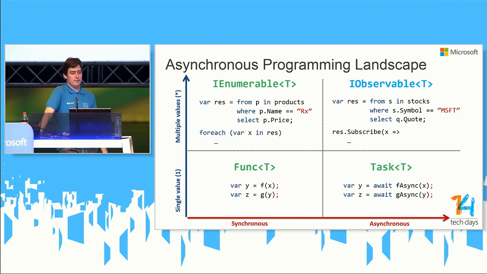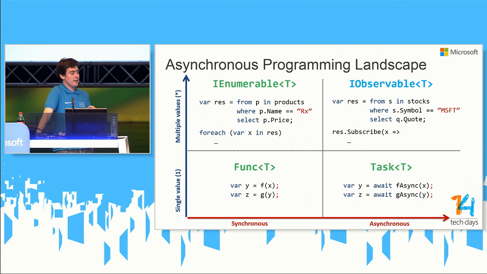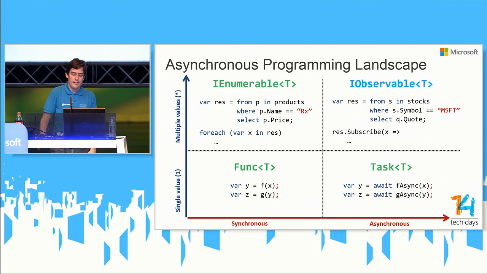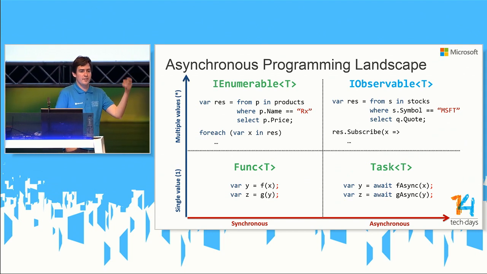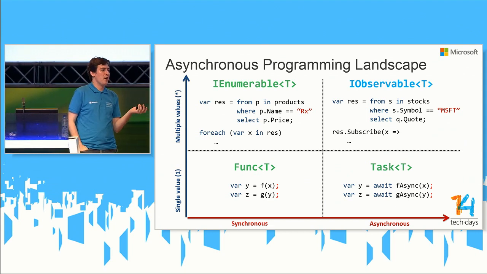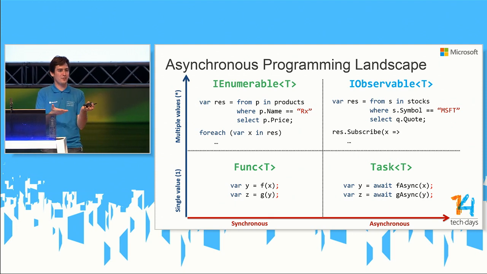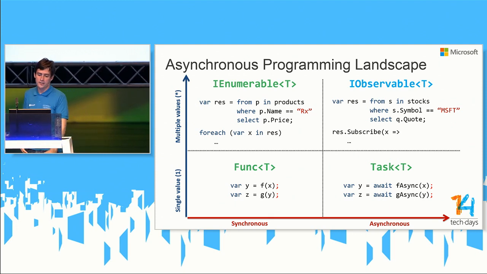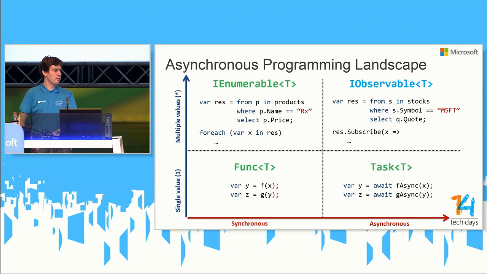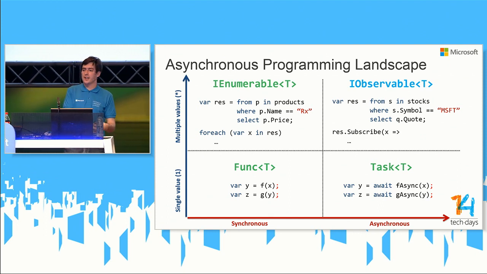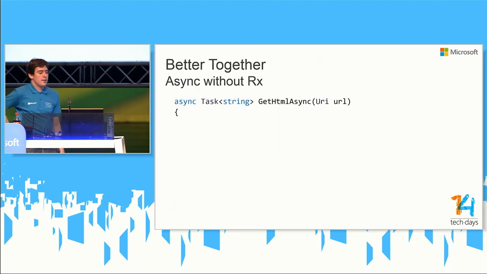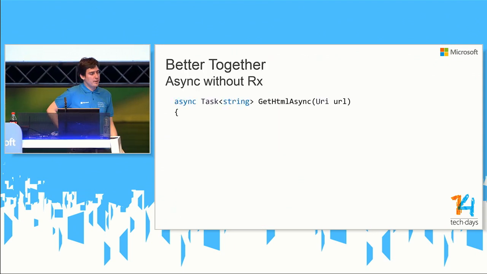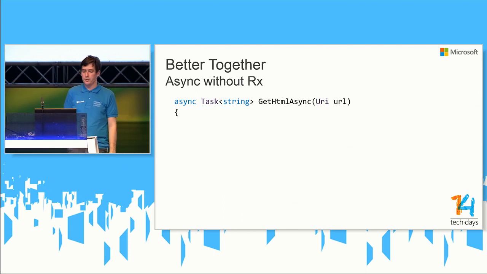So all of these have a place, and there are conversions back and forth between all of these, actually. Of course, when you go from task to observable, that's fine. If you go from observable to task, you have to lose some messages, right? You have to pick which one becomes the result of the task. Just like you can make an enumerable into a func of t by using operators like first and last, which take a sequence into a single value.